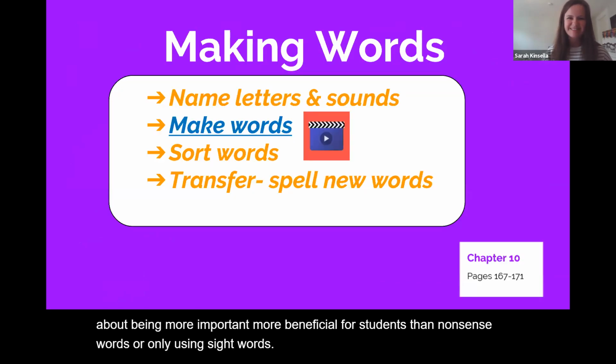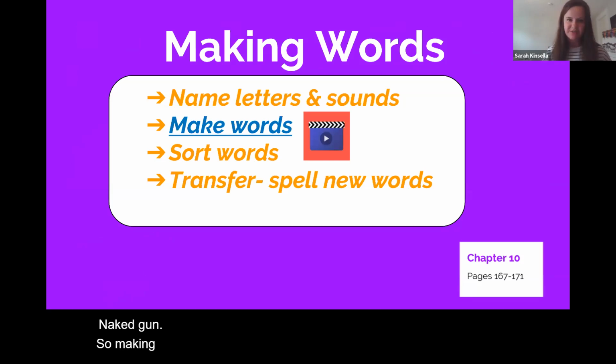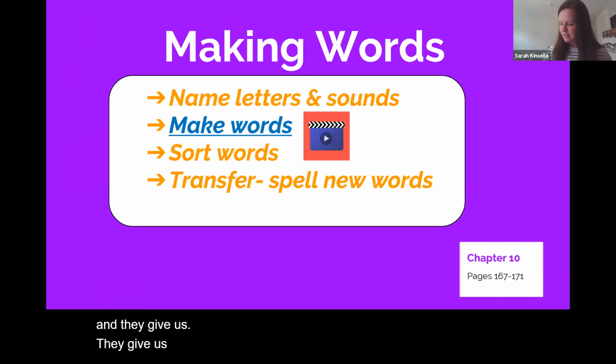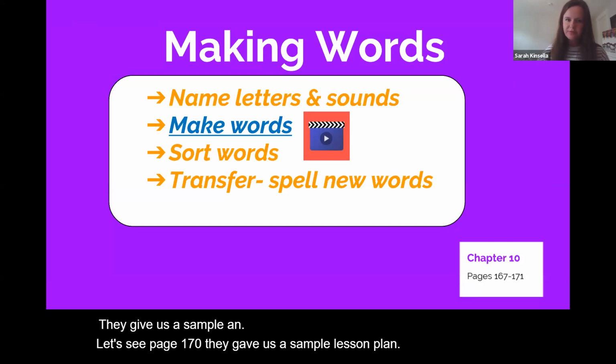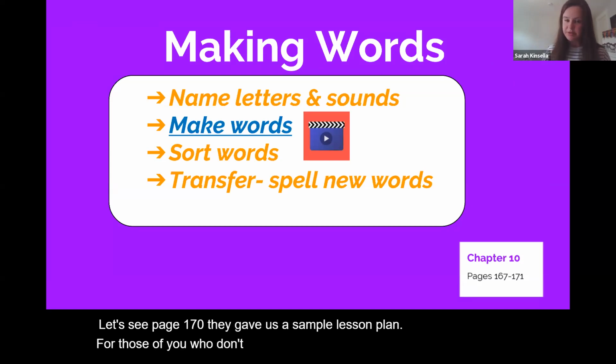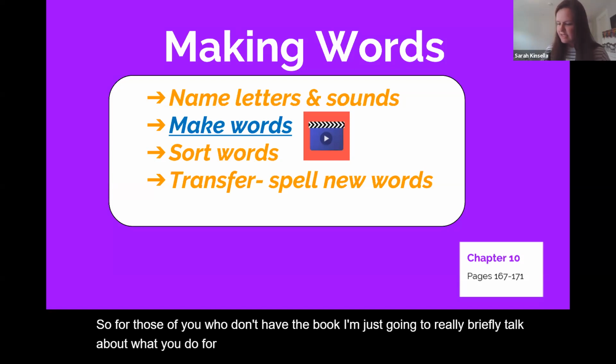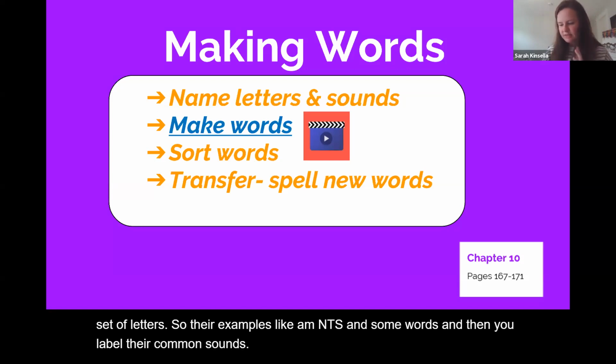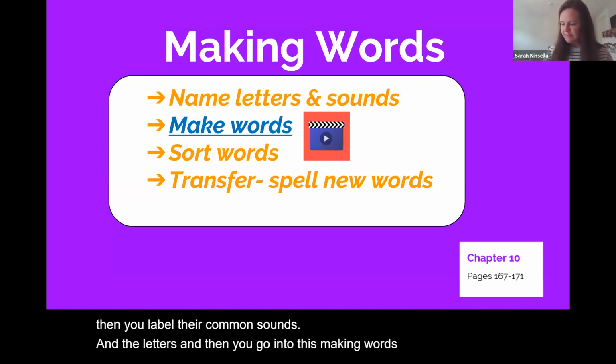I'm gonna keep going. So making words, the first whole section we've got is about making words, and they give us a sample lesson plan on page 170. So for those of you who don't have the book, I'm just going to really briefly talk about what you do for a making words lesson. You give a certain set of letters. So their example is like A, M, N, T, S, and some words. And then you label their common sounds and the letters. And then you go into this making words activity, and you have the students make each word.